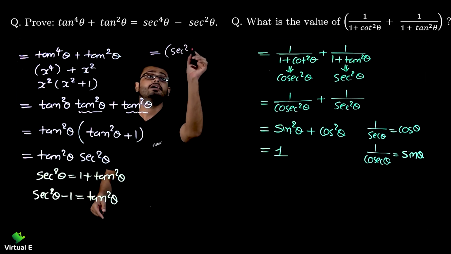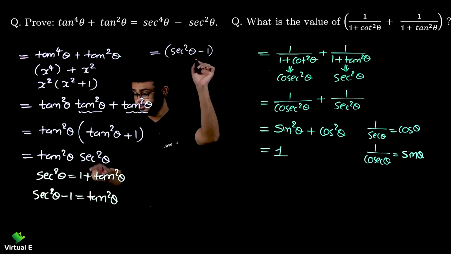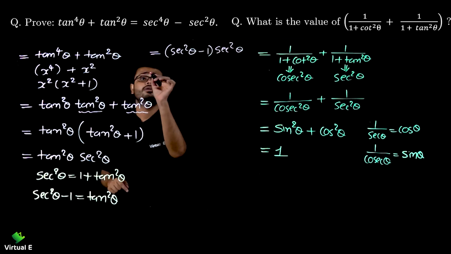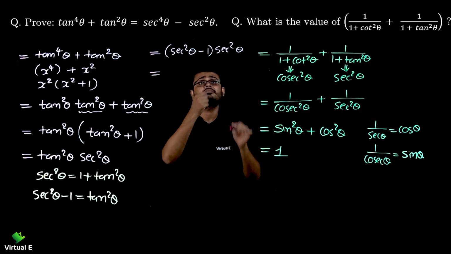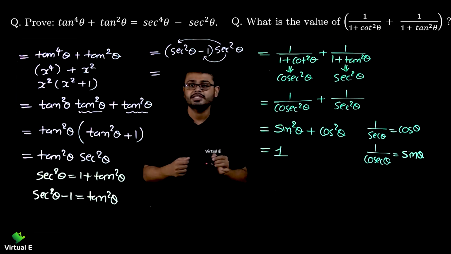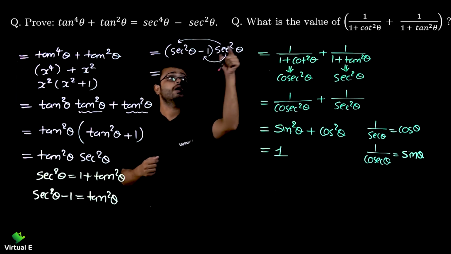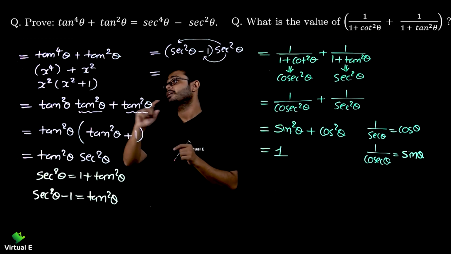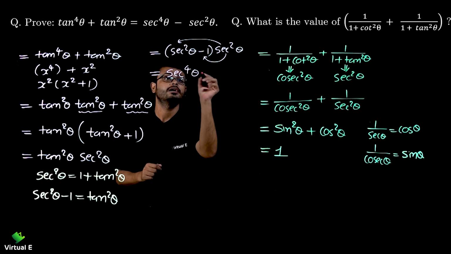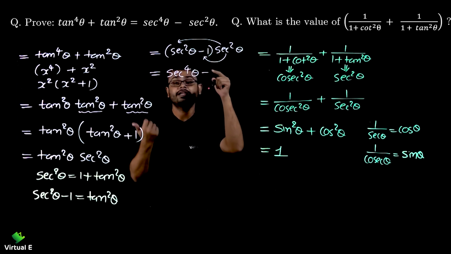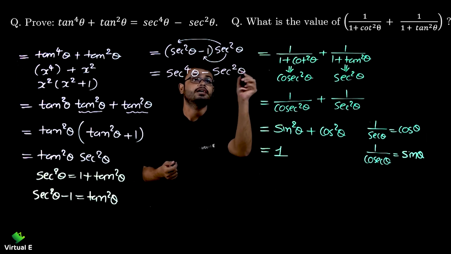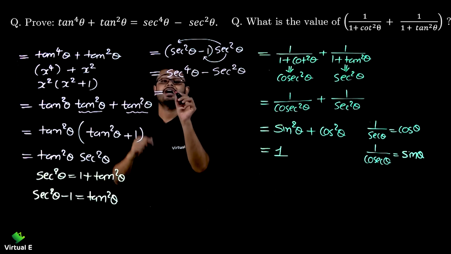Sec square theta minus 1 into sec square theta as it is. Done. Now let's use the distributive property. Multiply sec square theta with the first term, then multiply sec square theta with the second term. So sec square and sec square combine and make power 4. So here, sec raised to 4 theta minus 1 times sec square theta; anything you multiply with 1 remains as it is. So that is sec square theta. And you can see that is the RHS.